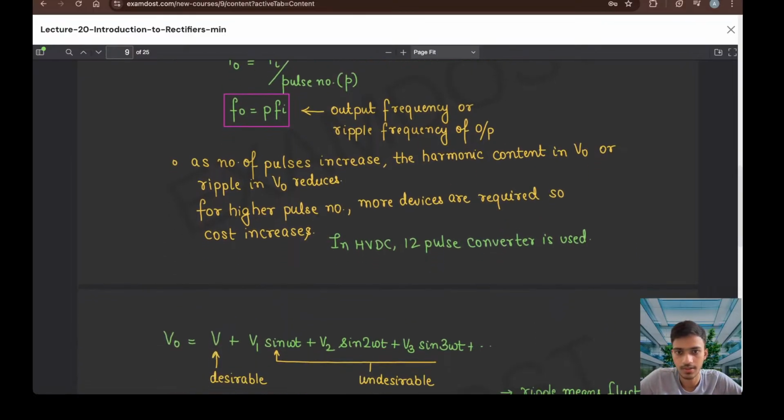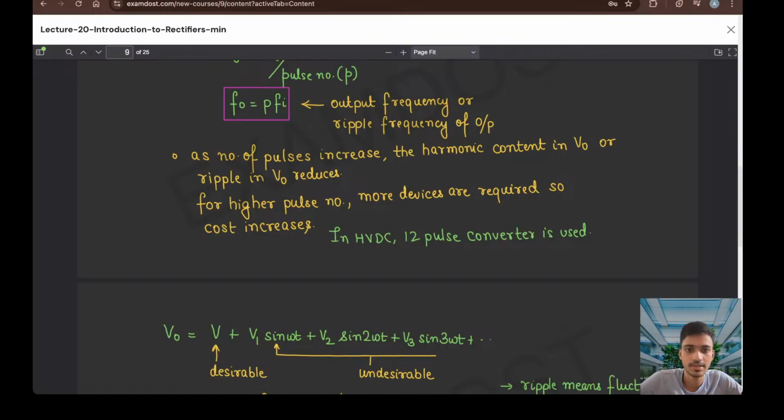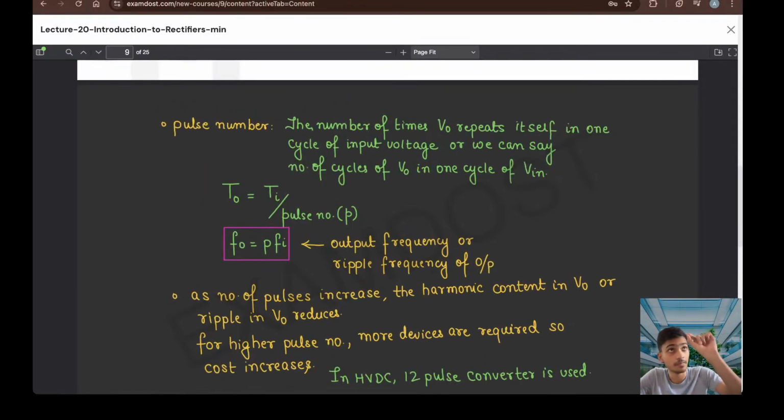So as the number of pulses increases, the harmonic content also reduces. Okay, in VO, the ripple in VO reduces. The harmonic content of VO is reducing. See, the more pulses you make, it will become like a straight line. The more the pulse number, the straighter the line. That's why.